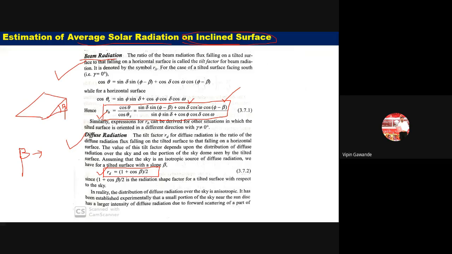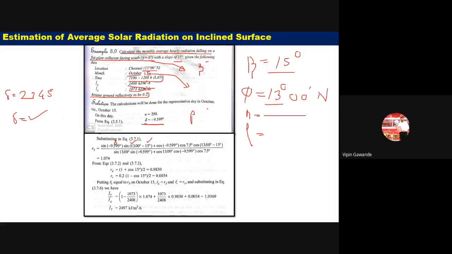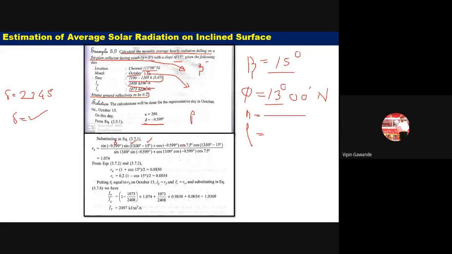Delta we have calculated. Now omega is our angle, the hour angle. Here we have cos delta cos omega, and cos omega is taken at 7.5 degree. This is the omega angle and this is the delta angle. So how have they calculated this 7.5 degree?